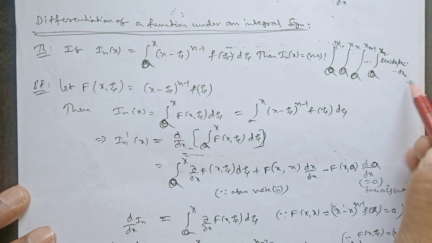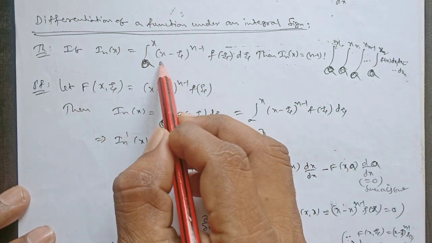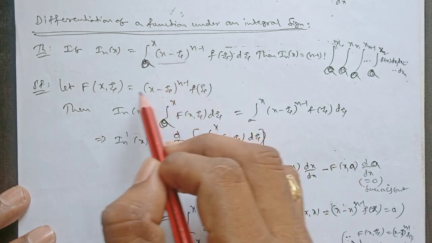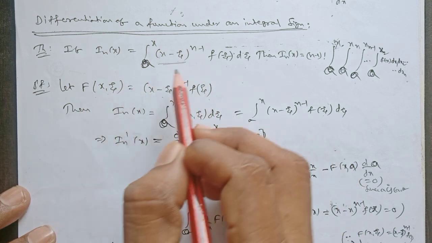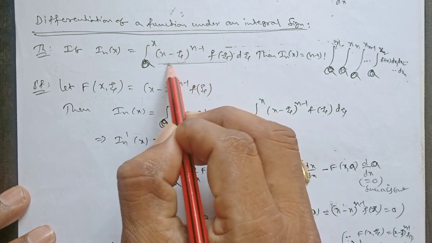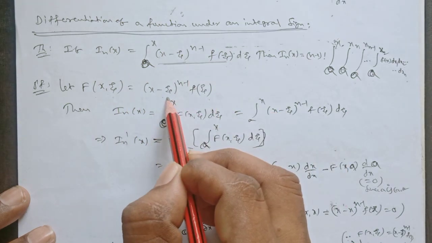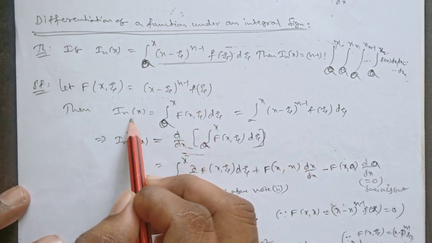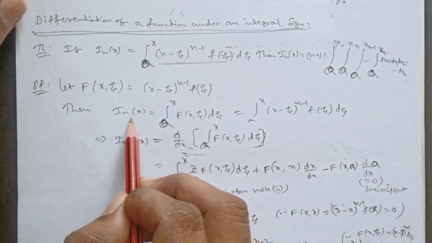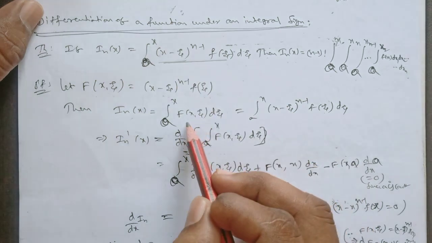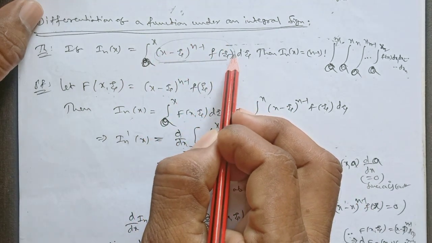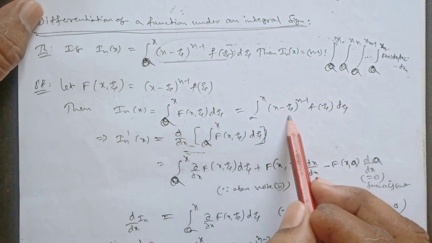For proving this theorem, let us take the entire function, the kernel, f of xi, equal to (x minus xi) to the power n minus 1 into f of xi. Then I_n(x) is equal to the integral from a to x of the given function d xi. I am taking this function as capital F. So then I_n(x) becomes like this.